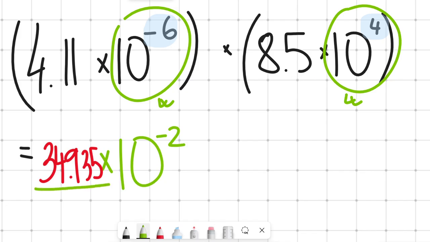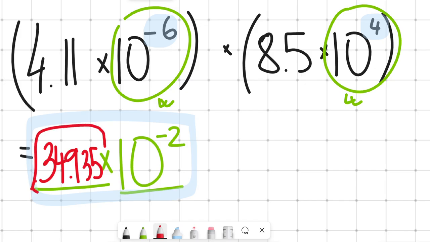That gave us 34.935. And then 10 to the power of minus 6 multiplied by 10 to the power of 4 is 10 to the power of negative 2. We are almost done. What we need to do is to check, is my answer in scientific notation? In order for this to be in scientific notation, we need a number that is less than 10. It is not less than 10. So we move the point once to the left, but then we add here 1. We explained in the previous example why is that.